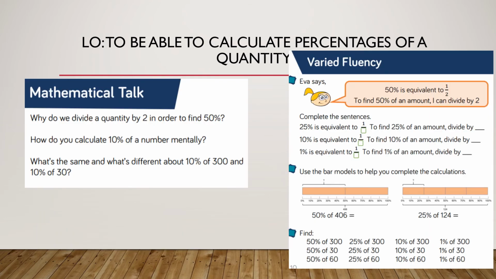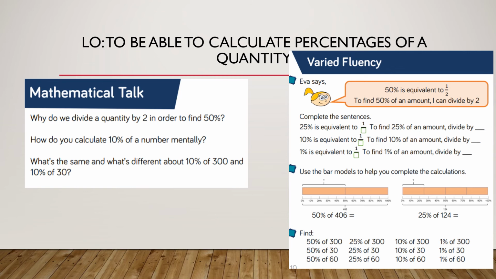So, just some stuff to get you warmed up here. See if you can answer those questions in sentences. Maybe you could use some maths evidence for me. So we could maybe do an example of finding 50% and do an example of dividing by 2 and see if we get the same answer. How do you calculate 10% of a number? What's the same and what's different about 10% of 300 and 10% of 30? Could you show me? Could you solve that problem and show me, Year 6?